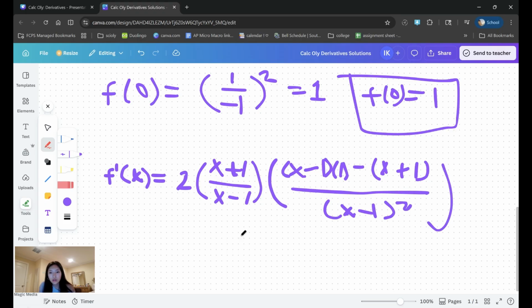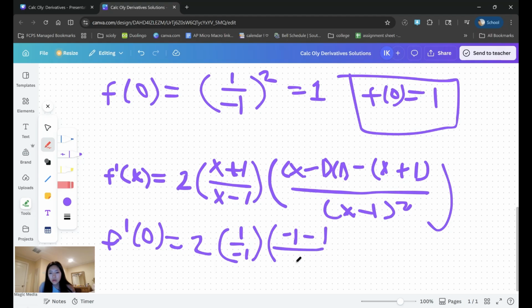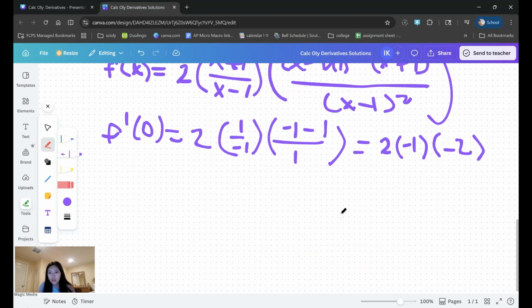Okay, and when you plug in 0, it's going to be 1, negative 1, so that's negative 1, and then negative 1 minus 1 over 1. That's going to equal 2 times negative 1, negative 2, and you're going to get positive 4. So f prime of 0 equals 4.